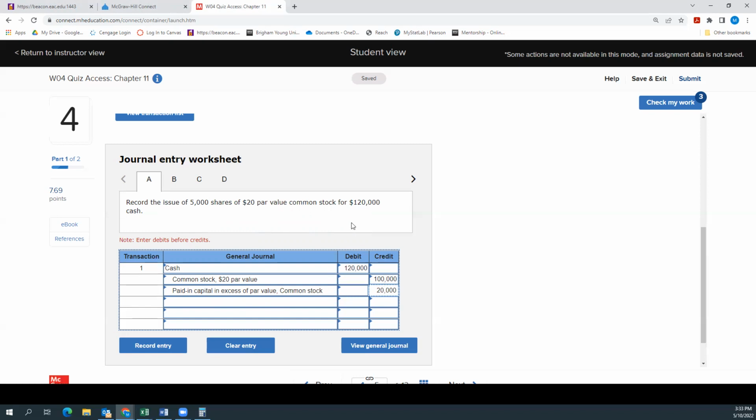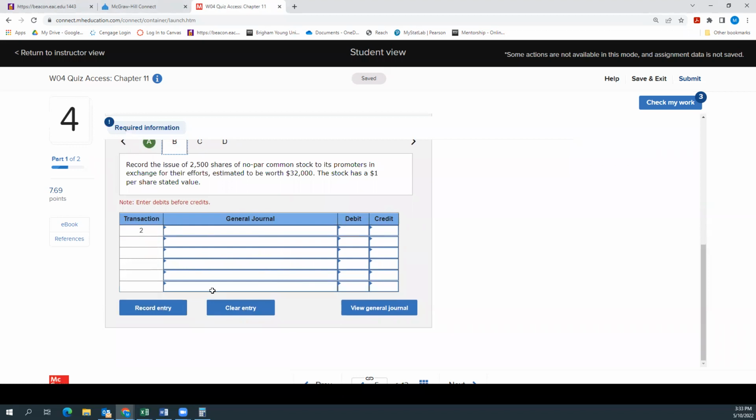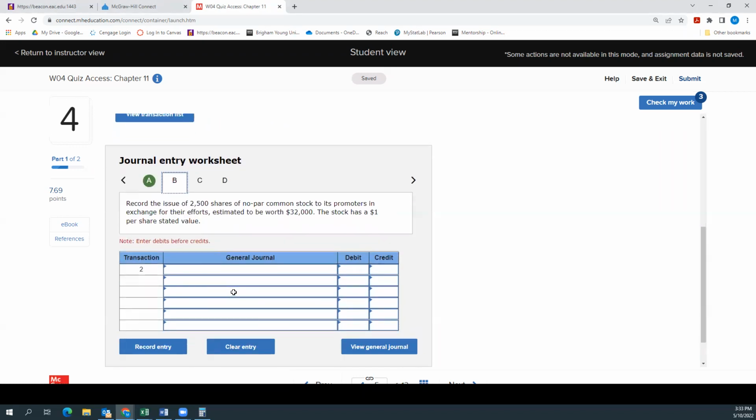So again, cash goes up by the total amount. The common stock account goes up by the par value of the stock we're issuing, and anything over and above that gets listed as the paid in capital in excess of the par value. So I'll record that entry and look at the second one.